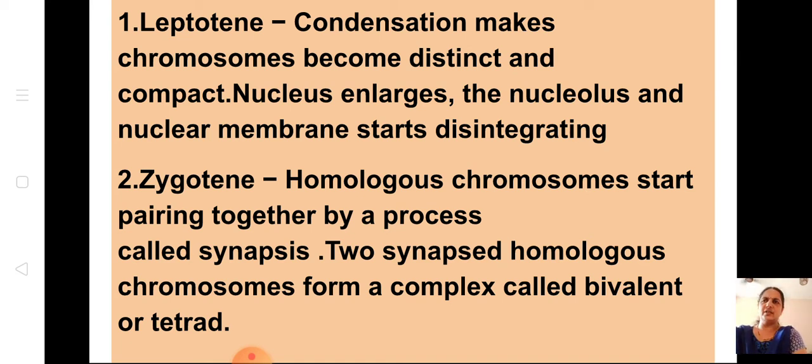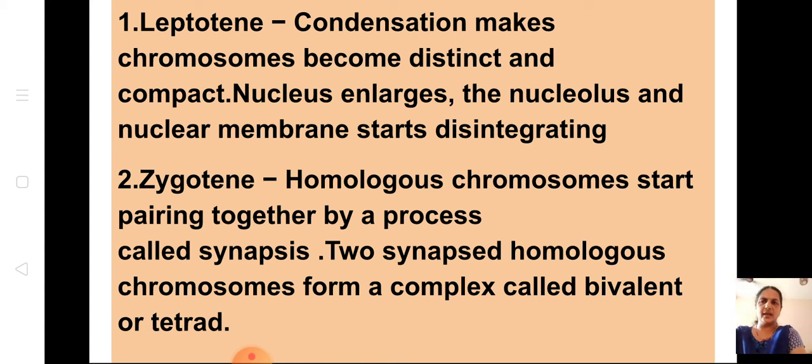Okay, well, let us start with the first stage. In this, condensation makes chromosomes become distinct and compact. You can see here, this part is not explained in our textbook, but as a question is asked behind, I have given this from other books. Okay, you can write it down and you can learn this only. Condensation makes chromosomes more distinct and compact. Then the nucleus enlarges, and the nucleolus and nuclear membrane start disintegrating. Okay, it becomes thick and short.